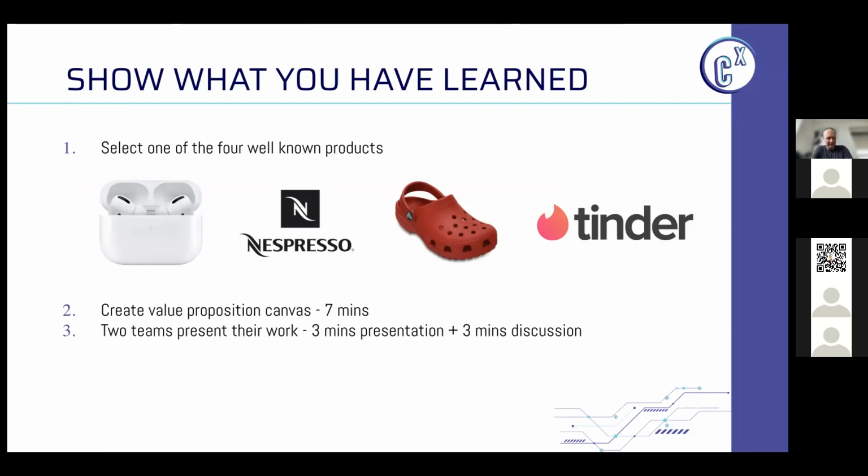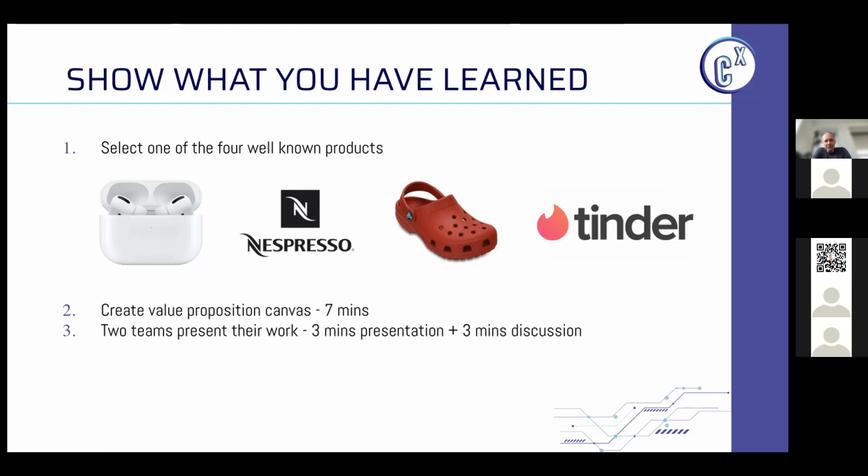now it's your turn to show what you have learned, or to show how you understand the value proposition canvas. I would like each of the teams, so you don't have to do it individually, but rather as teams, and I believe you have your boards where you can do it, to please select one of those 4 products: AirPods, Nespresso, Crocs, and Tinder. Is there anyone who doesn't know any of those 4 brands or products? I believe everybody knows at least one.